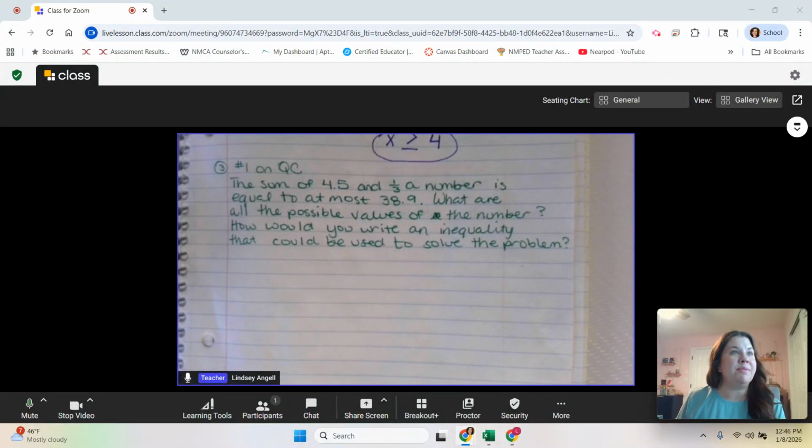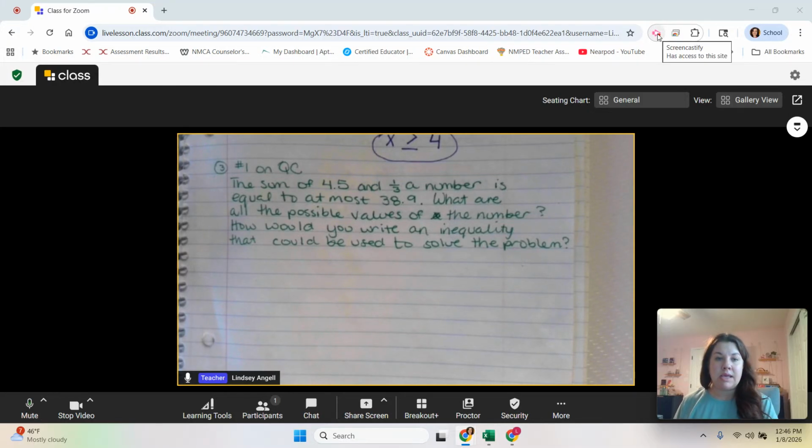Okay, number 3. This is number 1 on your quick check as well, so definitely make sure to write this down. The sum of 4 and 5/10 and 1/3 a number is equal to, at most, 38 and 9/10. What are all the possible values of the number? How would you write an inequality that could be used to solve the problem? Now, I didn't write all of them down, but in the problem, you're going to be given 4 different answers. And so we're going to build the correct answer. That way you can make sure you look for the right one.